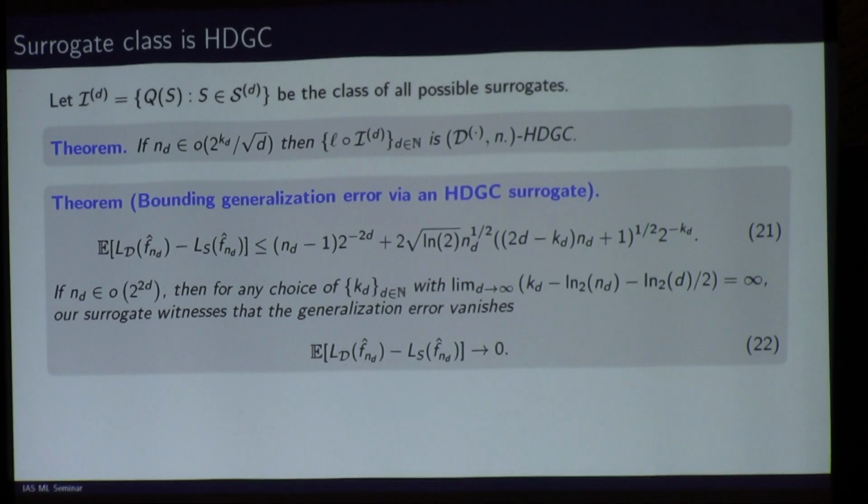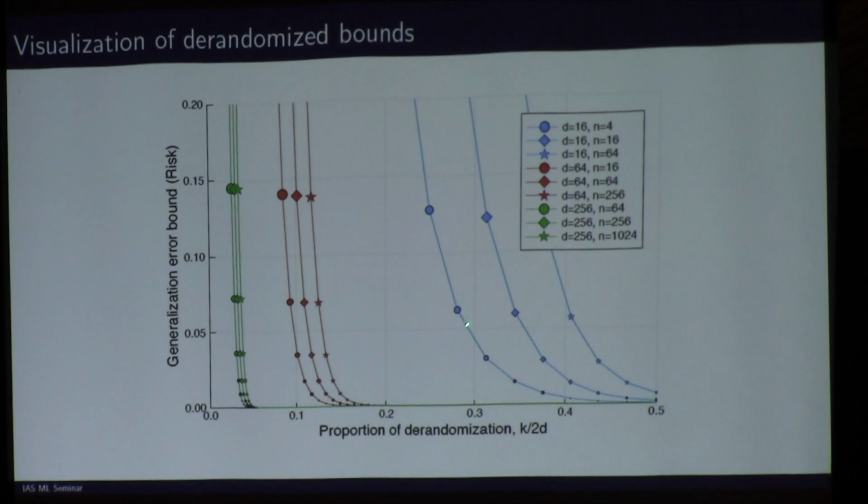So as long as I'm forgetting a vanishingly small fraction of my coordinates in my surrogate, this is going to give me a bound where the difference in these two goes to zero. So here's a picture of this. What's going on here? I have blue, red, and green, I believe. The blue, what's going on as I move this way is I'm increasing the dimension.